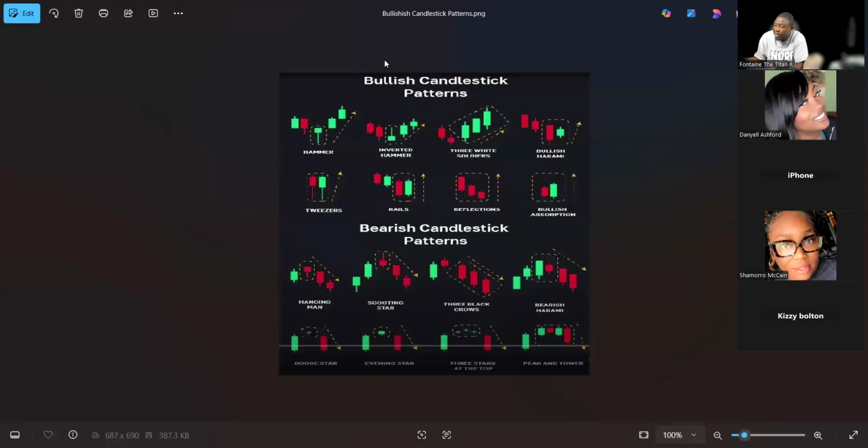For every bullish candlestick pattern, there's an opposite bearish candlestick pattern. So if this was flipped upside down and it was red, then that would be, I call it the reverse Thor's hammer, but it would do the exact same function.